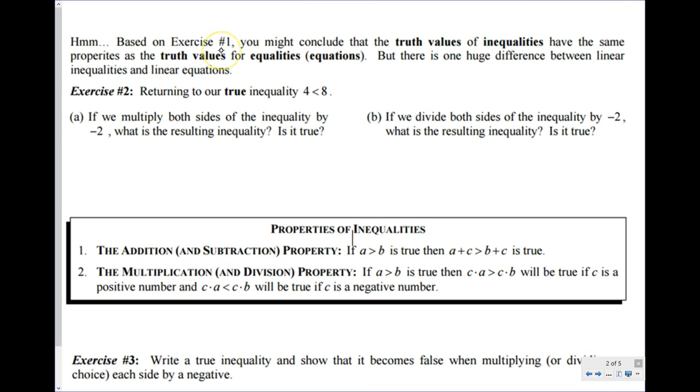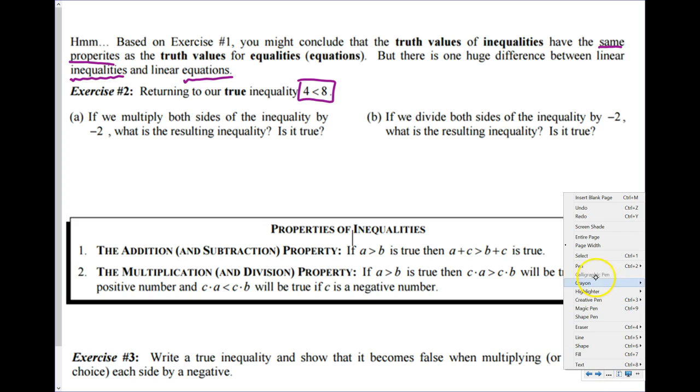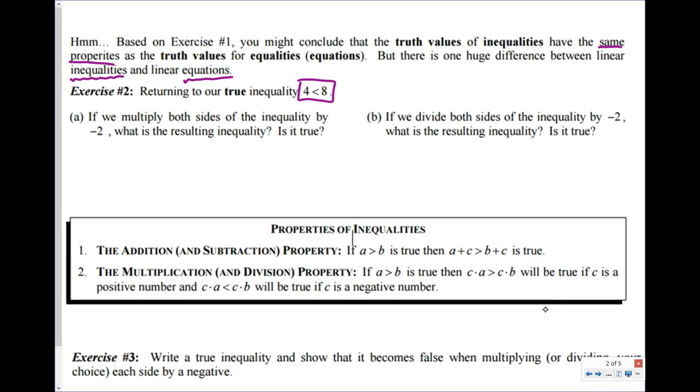Based on exercise 1, you might conclude that the truth values of inequalities have the same properties as the truth values for equations. But there's one huge difference between linear inequalities and linear equations when we're solving them. So exercise 2 is going to show that. So if I look at this, 4 is less than 8 still. I'm still thinking about this inequality. And I'm going to experiment with now some negative numbers. So A says if we multiply both sides of the inequality by negative 2, what's the resulting inequality?